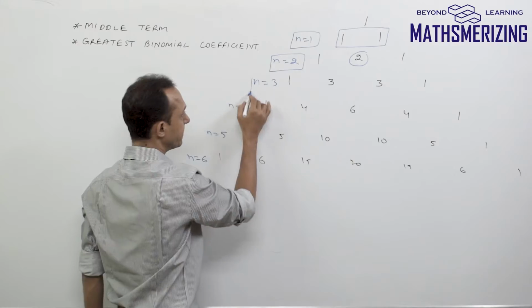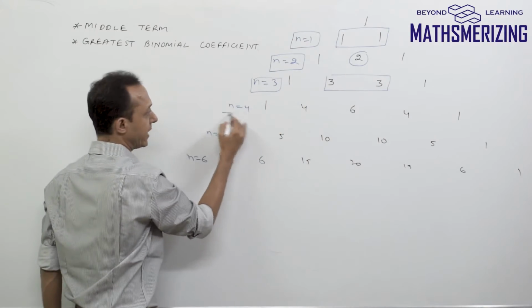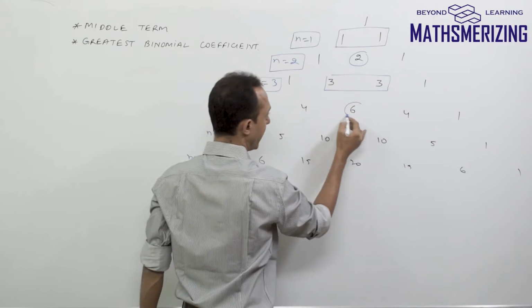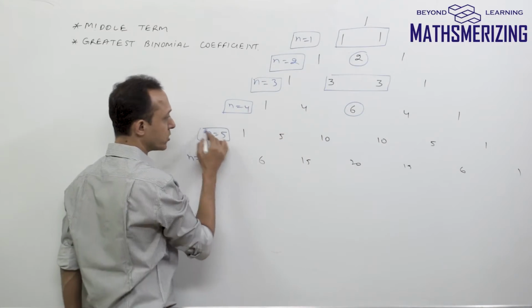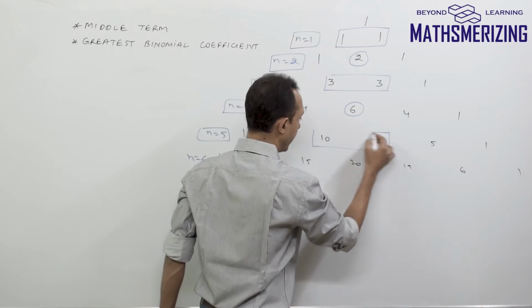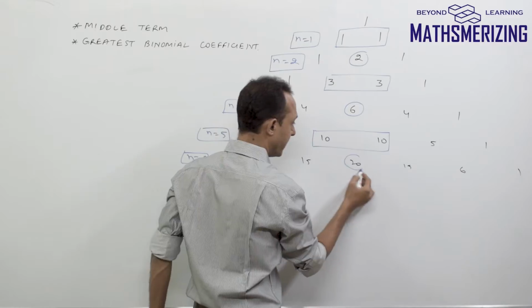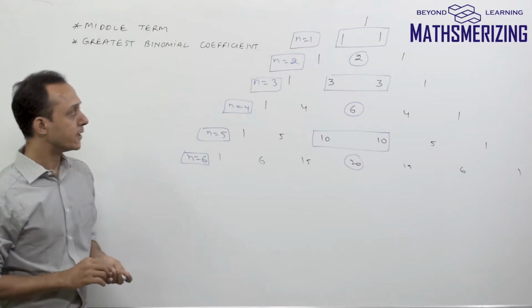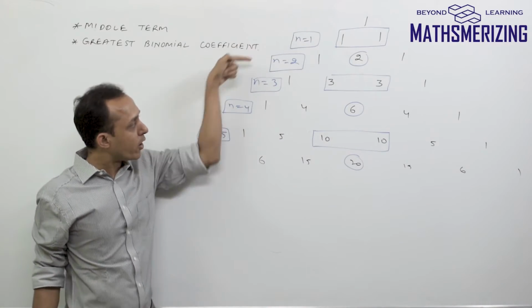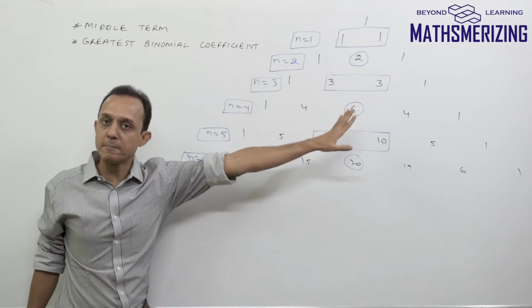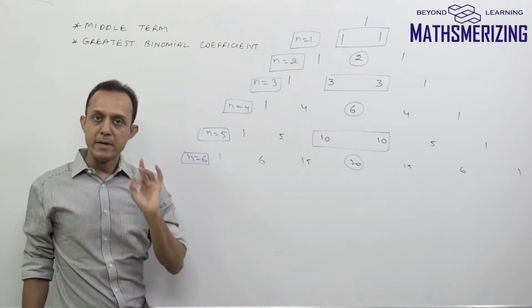If n is 3, now I have 4 terms, so again I'll have two middle terms. For n equals 4, again one middle term, and its value is 6. For n equals 5, again it is 10 and 10. And for n equals 6, there will again be one middle term. So from here, what we can conclude is, if n is an odd number, then there will be two middle terms. And if n is an even number, then there will be only one middle term.